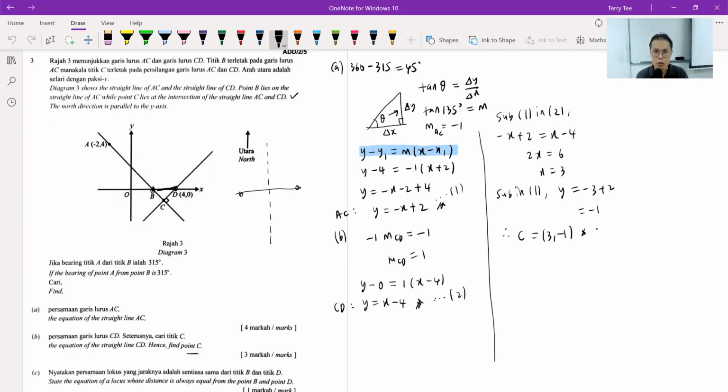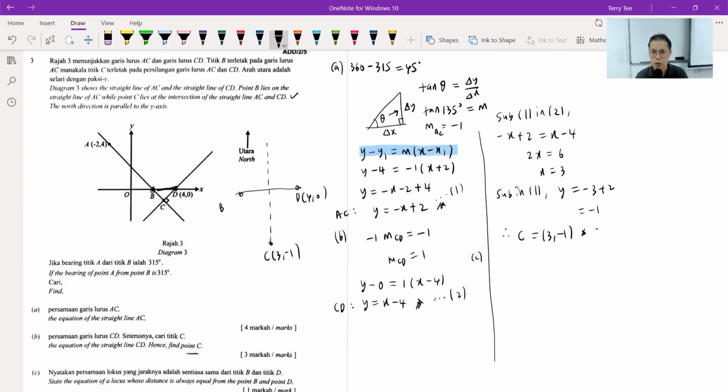Now we already know the coordinate of point D. D is (4, 0), and we know C is (3, -1). And B, actually you can find it, not difficult. Okay, this is just for confirmation. You can see it's only 1 mark given for part C.